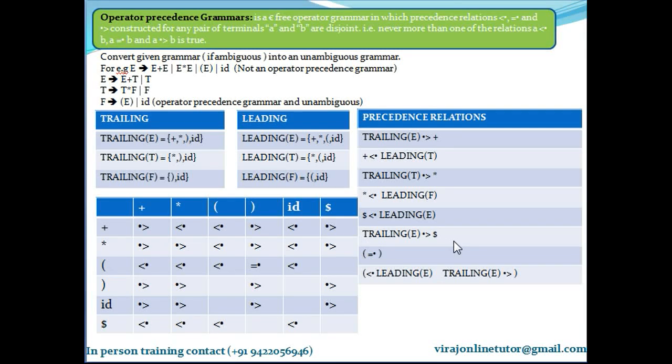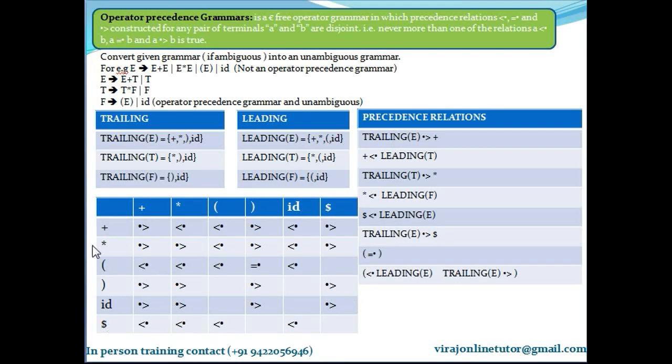Okay, trailing of start symbol is greater than dollar. Then you have to keep on moving from left to right. Since plus is on the right hand side of this E, the precedence relation that we have is trailing of E is greater than plus, plus is less than leading of T, trailing of T is greater than asterisk, asterisk is less than leading of F, open bracket is less than leading of E, trailing of E is greater than close bracket. And since these two terminals are separated by a single non-terminal, open bracket is equal to close bracket. So these are the different precedence relations.